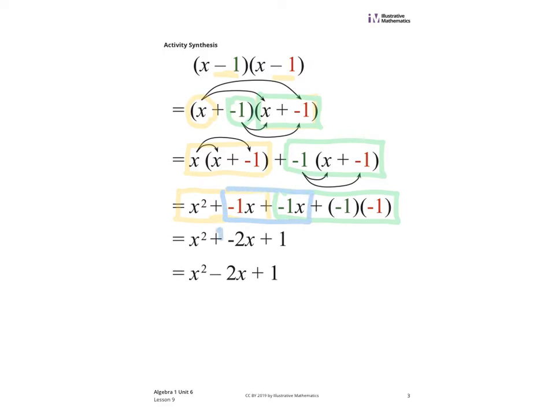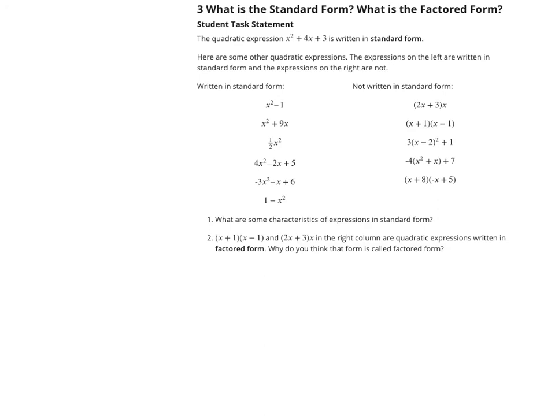In the middle, I get negative 2x. That comes down here and there, and we are done. All right, what is the standard form? What is the factored form?